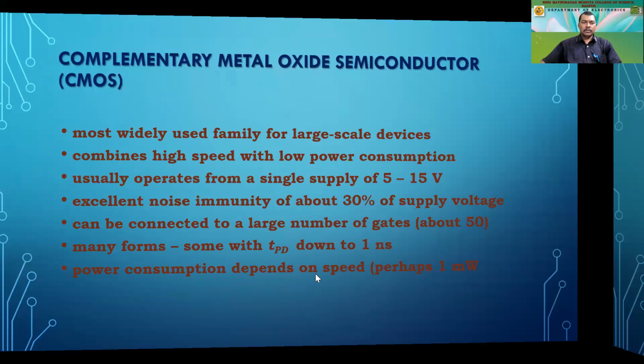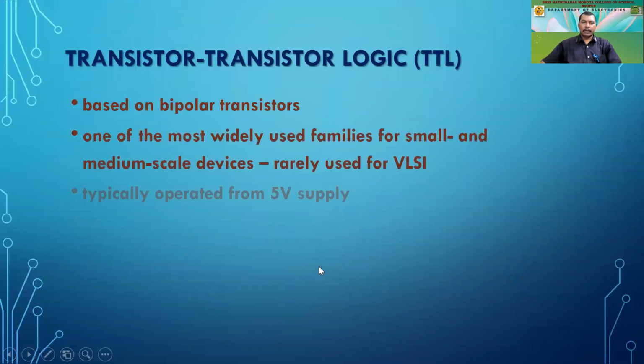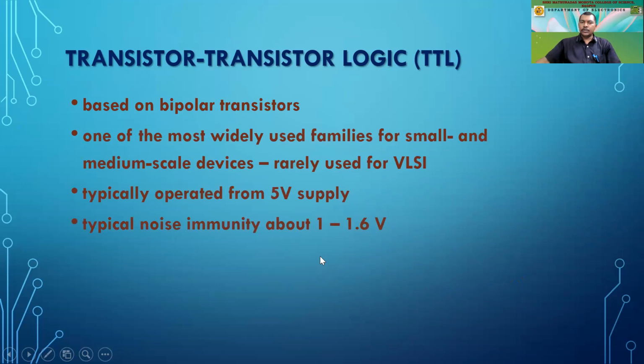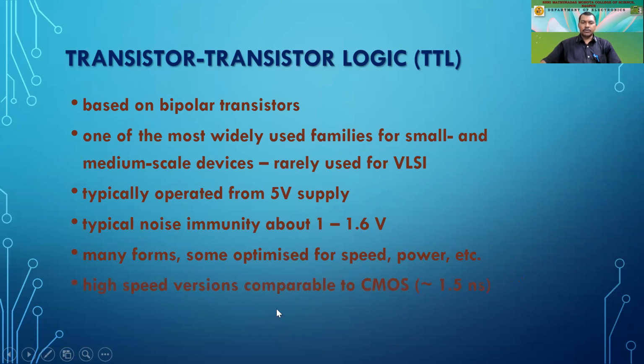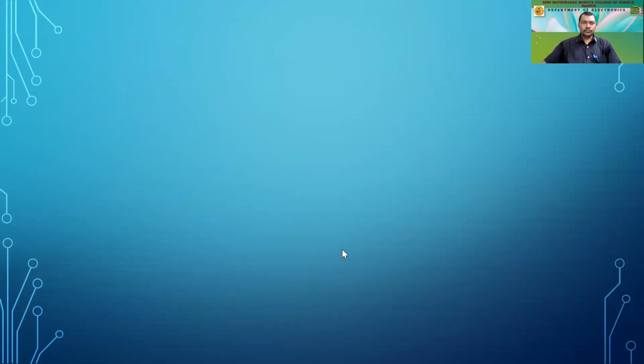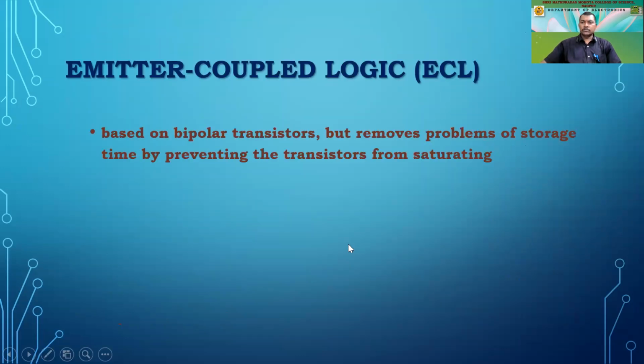Then for the TTL, based on bipolar transistors, it is one of the most widely used families for small and medium scale devices, but it is not used in very large scale integrated circuits. Typically operated from 5 volts, noise immunity is from 1 to 1.6 volts. Many forms, some optimized for speed, power, etc. High-speed versions comparable to CMOS are approximately 1.5 nanoseconds, with low power dissipation down to 1 milliwatt per gate. Okay. Emitter coupled logic.